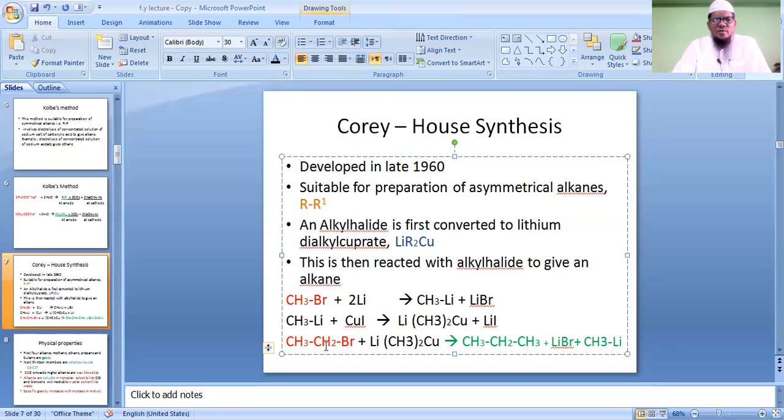Here you may see that this is ethyl bromide. Ethyl bromide reacts with this lithium dimethyl cuprate. From this lithium dimethyl cuprate, one of the methyl groups gets attached here, giving CH3-CH2-CH3, and the remaining is LiBr. LiBr is here, and methyl lithium is also formed.